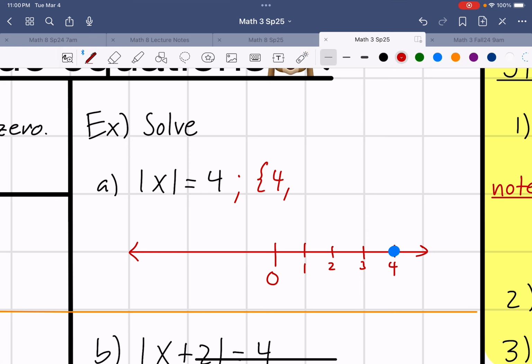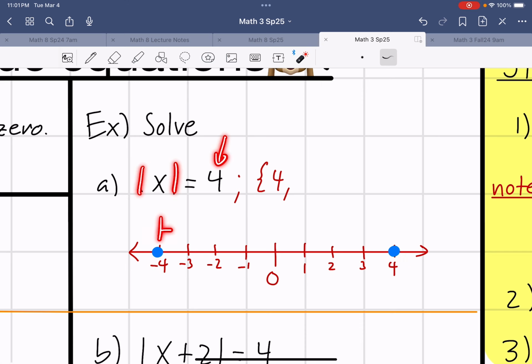But I also know that there's another number that has that exact same distance, and that number is -4, because -4 is 4 units away from 0, right? The number tells you its distance. The sign is just telling you that it's either on the left or on the right side. But the outcome, when you apply the absolute value, is just going to talk about the distance. And these two distances are exactly the same.